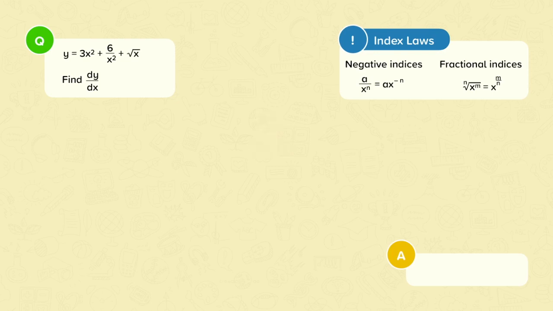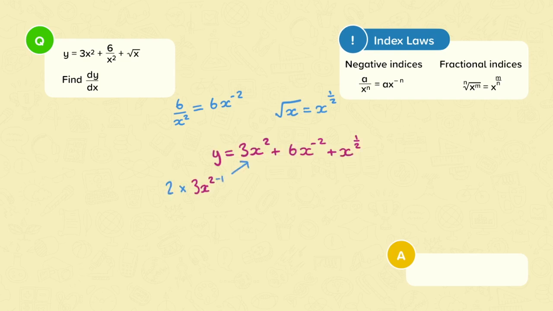Let's look at the answer. 6 over x squared can be written in the form 6x^(-2), and the square root of x can be written as x^(1/2). Now we can differentiate. 3x² differentiates to 6x. 6x^(-2) differentiates to -12x^(-3), and x^(1/2) differentiates to a half x^(-1/2).